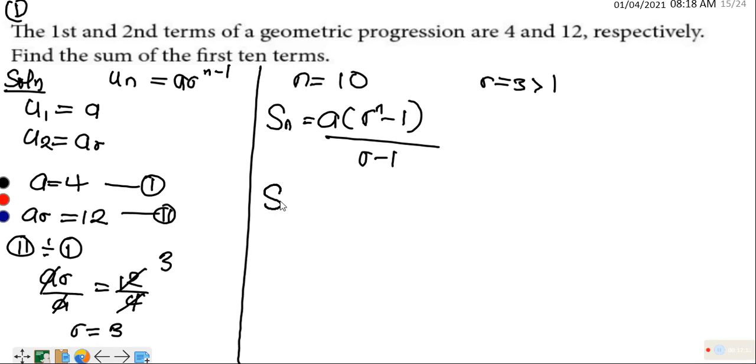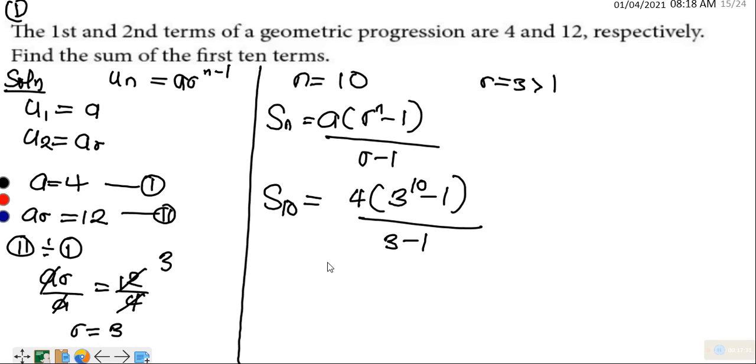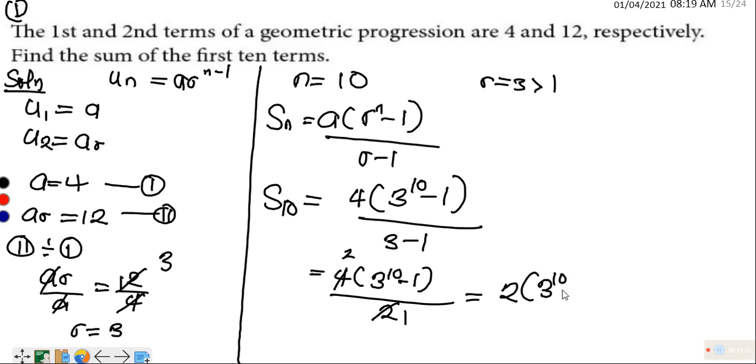Okay, so n equals 10, so we are looking for the sum of the nth term. So a is 4, r is 3, raised to power 10 minus 1 all over 3 minus 1. We can use a calculator to simplify that, or we can leave our answer that way. So this is 4 into 3 raised to power 10 minus 1 all over 3 minus 1, which is 2. 2 into 4 is 2, so that becomes 2 into 3 raised to power 10 minus 1. You can simplify that if you have a calculator, but you can leave your answer like that.